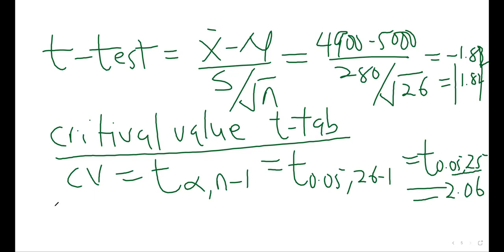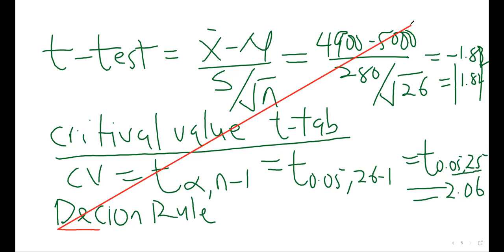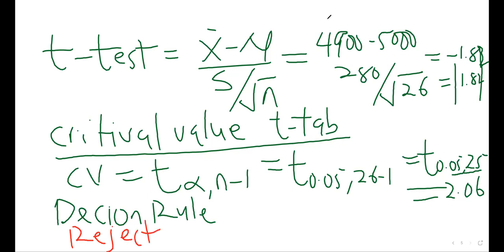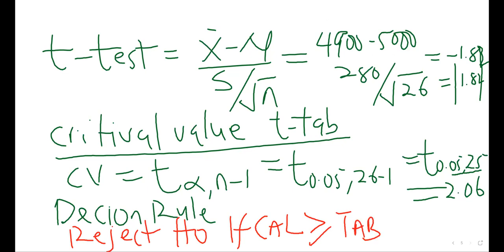So we are going to do a decision time, the decision to conclude on the hypothesis. This is a decision rule. What I'm about to give you is known as a decision rule. It's a rule, so we have to abide by it. The decision rule says: reject the null hypothesis, and write it down, if the calculated value is greater than or equal to the tabulated value.